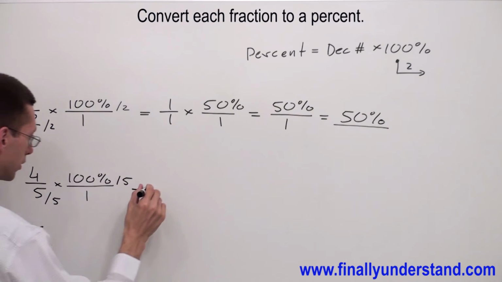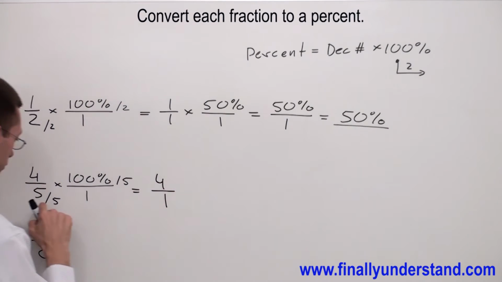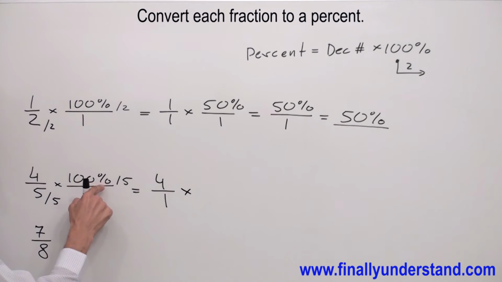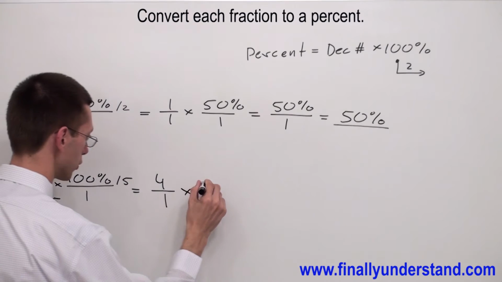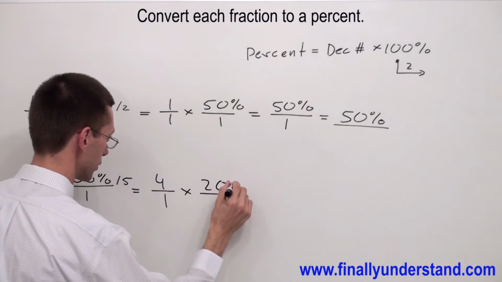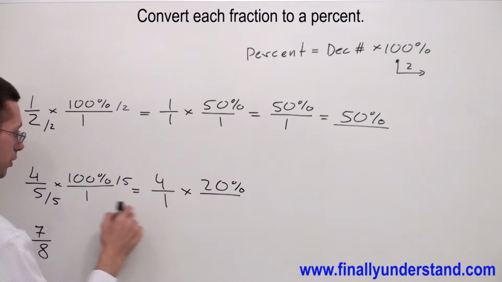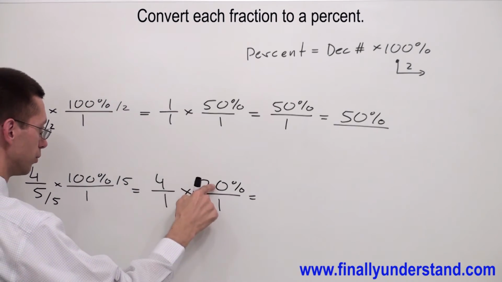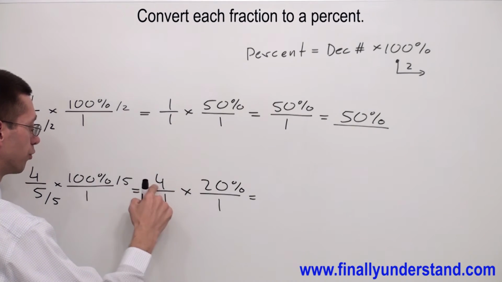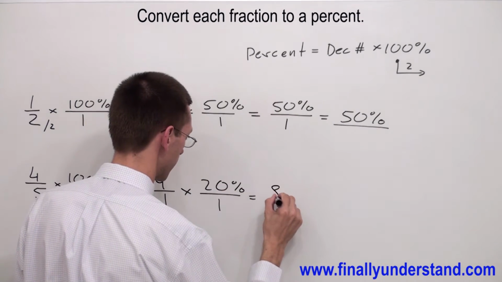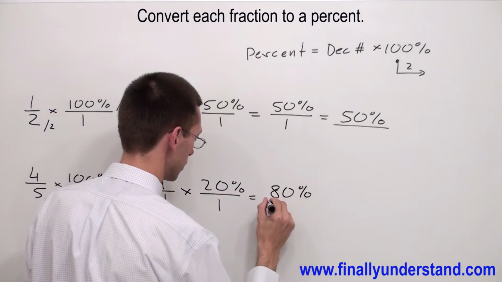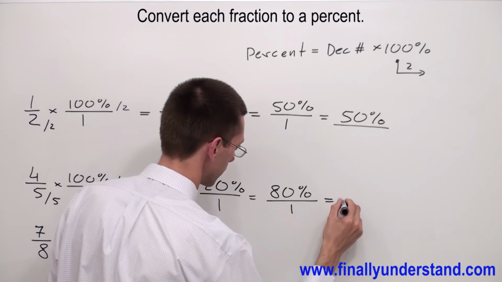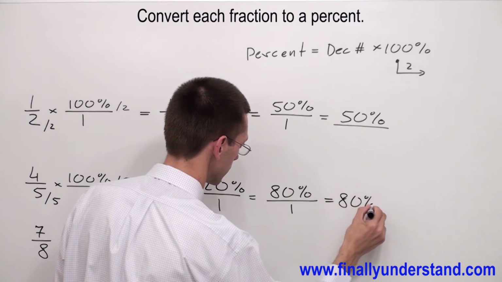Okay, so I'm going to have 4 over 1, because 5 divided by 5 is 1, times 100% divided by 5 is equal to 20%, of course, over 1. Now I can perform the multiplication. I have to multiply numerator by numerator and denominator by the denominator. 4 times 20 is 80% over 1. 80% over 1 is equal to 80%. This is the solution.